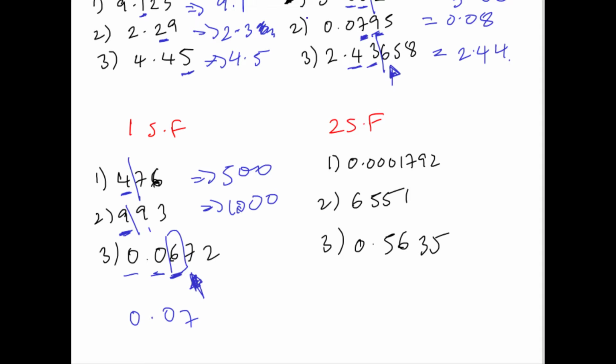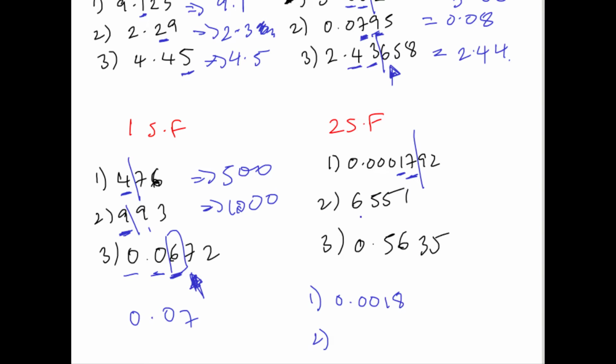Two significant figures now. Again, let's go to the first non-zero number, which is 1. Second one along is 7. Next to it is 9. Round it up. Let me just write question 1 here. That should be 0.0018.